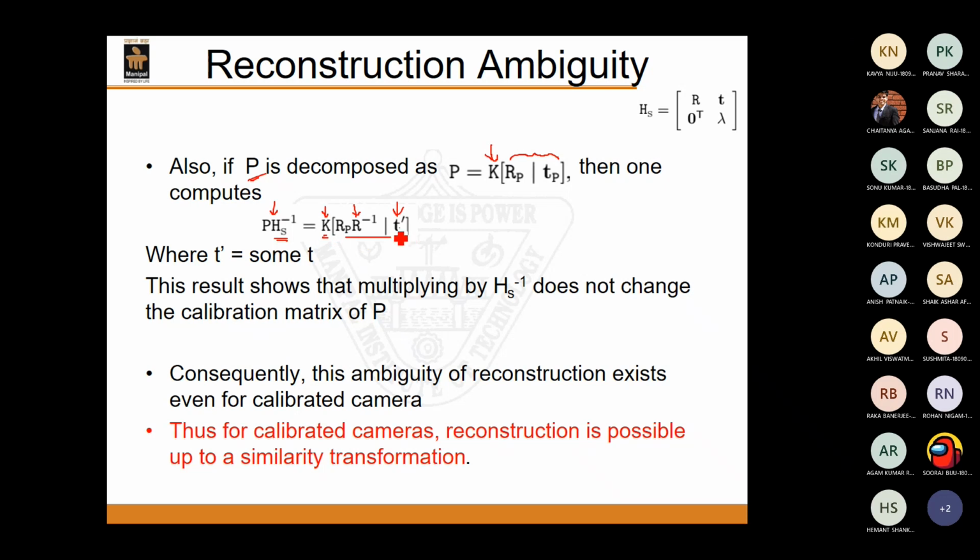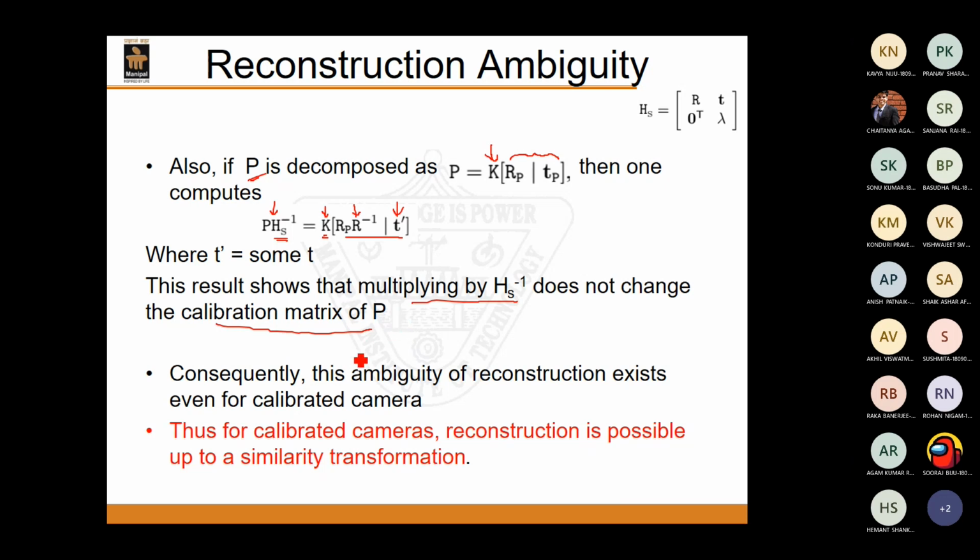So it is as if you are changing the position of the camera, but not the internal focal length or, let's say, the number of pixels along the rows and columns of the pixel dimensions. All these are not changing. Only the external position of the camera would change when you apply the similarity transformation, because the similarity transformation has only rotation, translation, and scaling involved. Therefore, multiplying by Hs inverse does not change the calibration matrix of P, in the sense it does not change the internal parameters of P.